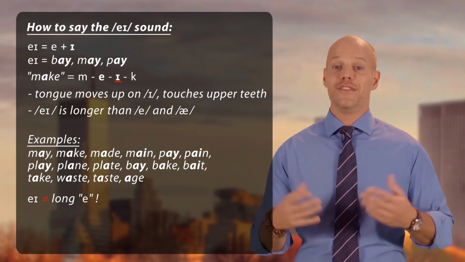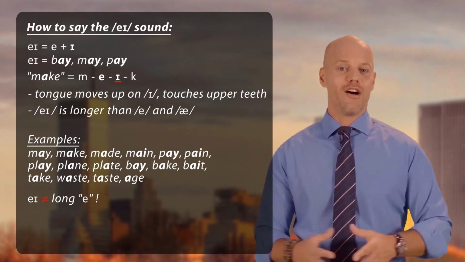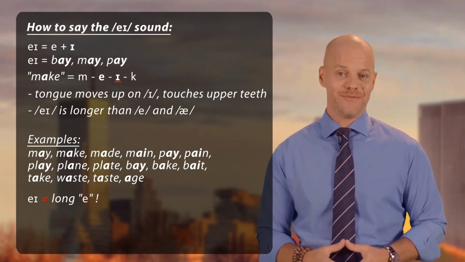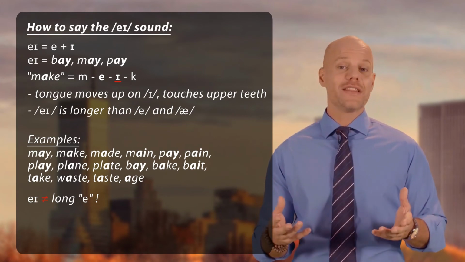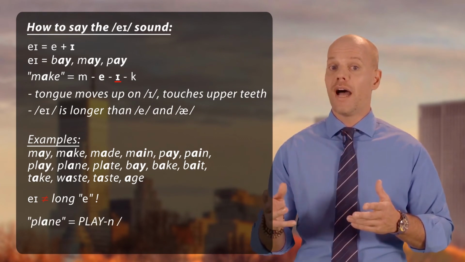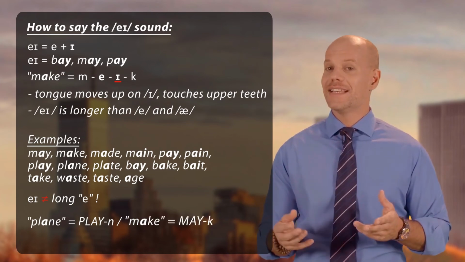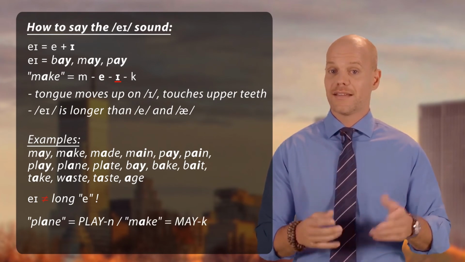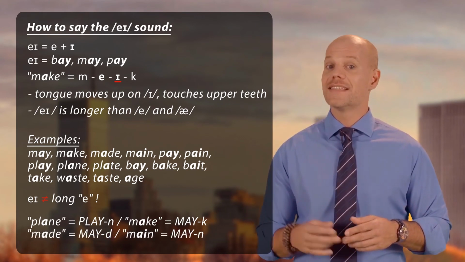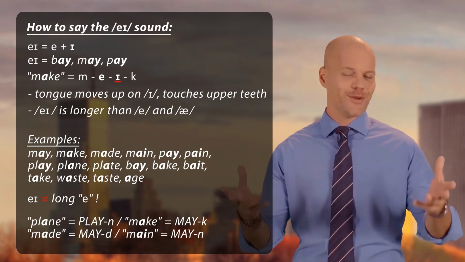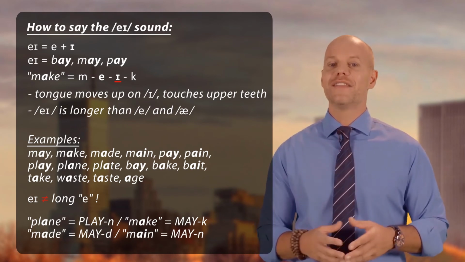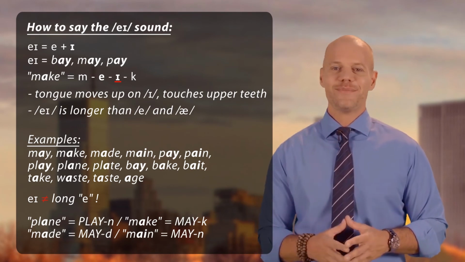Another trick that you can use is to change the spelling of the words a little so that they will look more like what we actually say. For example, imagine that plane is spelled P-L-A-Y-N. Make is M-A-Y-K. Made is M-A-Y-D. Main is M-A-Y-N, and so on. This just might trick your brain into believing that in fact there's an I sound after the E.